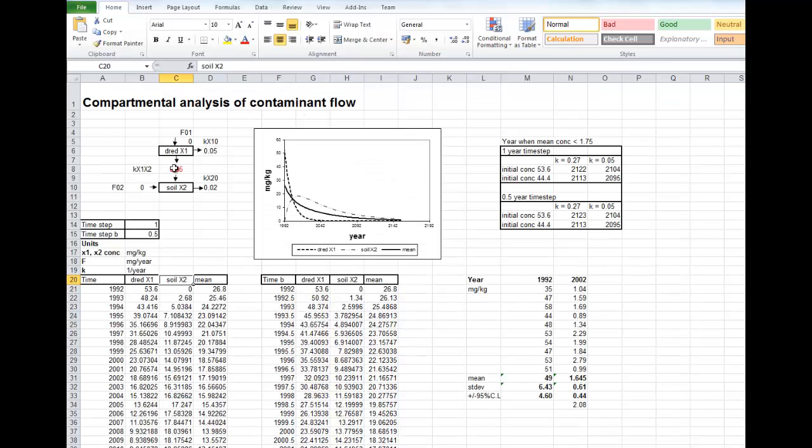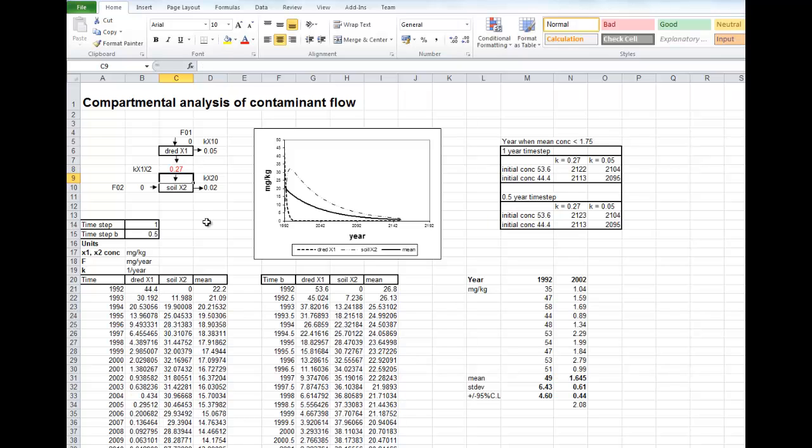You need to run the model with different starting concentrations. We've got 53.6 or 44.4. And you also change the transfer coefficient between 0.05 and 0.27. You see that the graphs change shape quite radically, and what we're interested in is when the concentration falls below the acceptable concentration of 1.75. We could present these results, which would encompass the best and worst case scenarios, by changing the starting concentrations and the transfer coefficient.